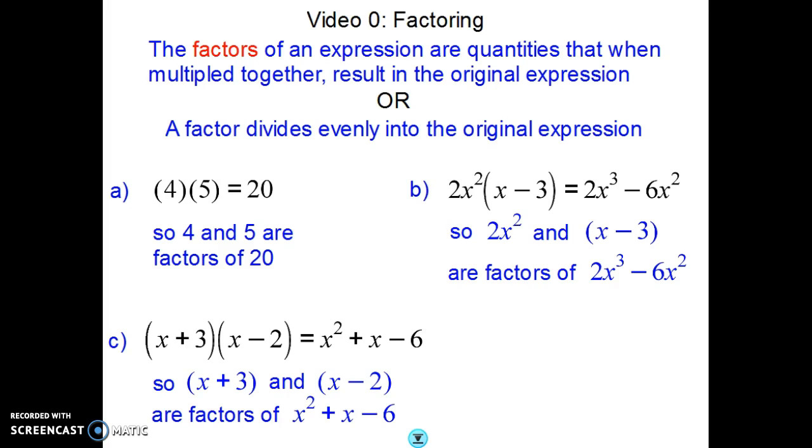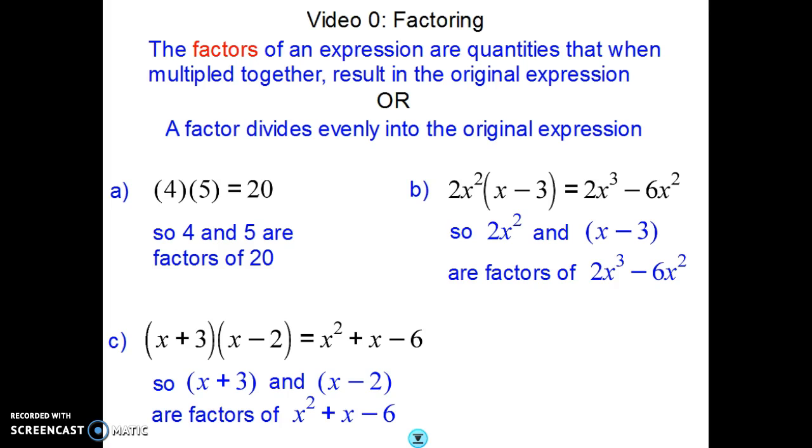The factors of an expression are quantities that when you multiply them together result in the original expression again. Or another way of thinking about it, the factors of an expression are things that divide evenly into that expression. So we have a few examples here, starting with very simple, like 4 times 5 equals 20, which means that 4 and 5 are both factors of 20.